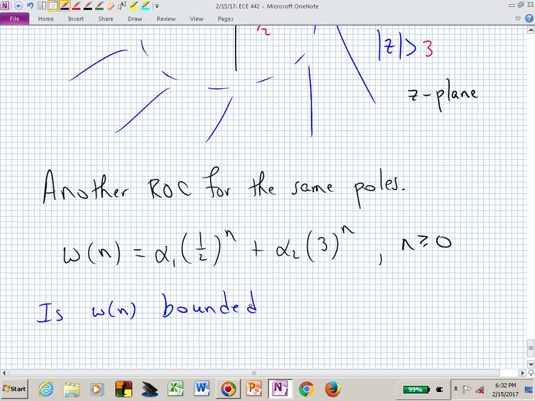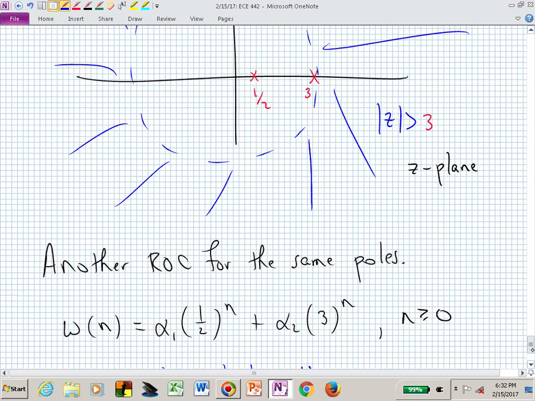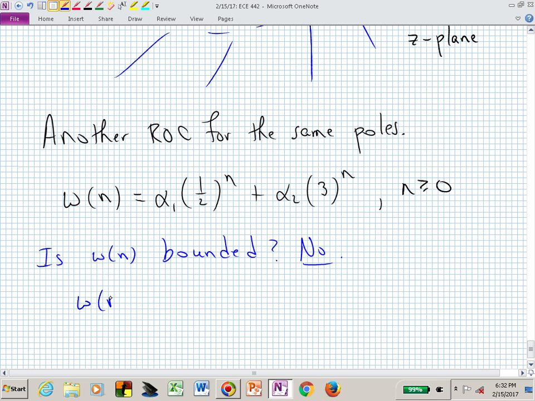Is this sequence bounded? And you can see that two different ways, I hope. One, by just this structure. This one is no. w of n goes unbounded as n marches off to infinity.